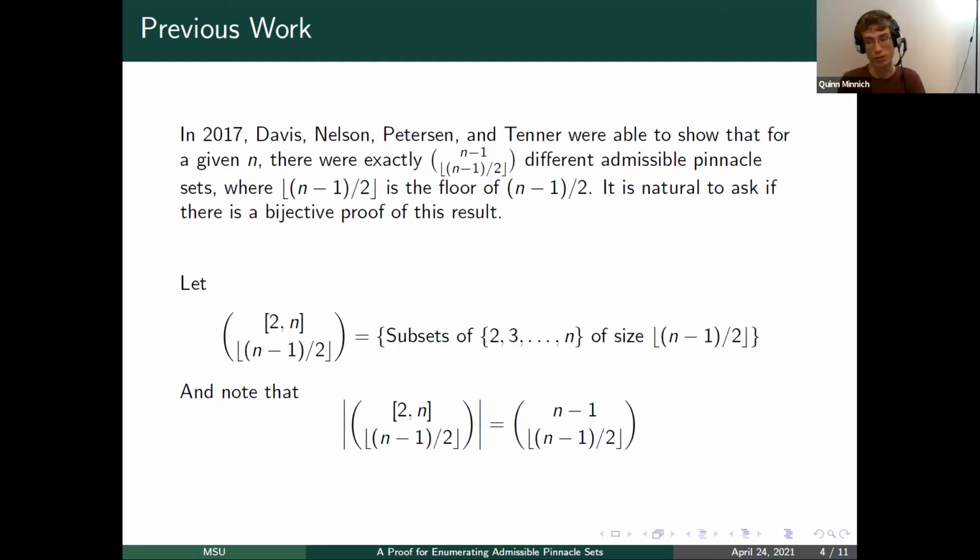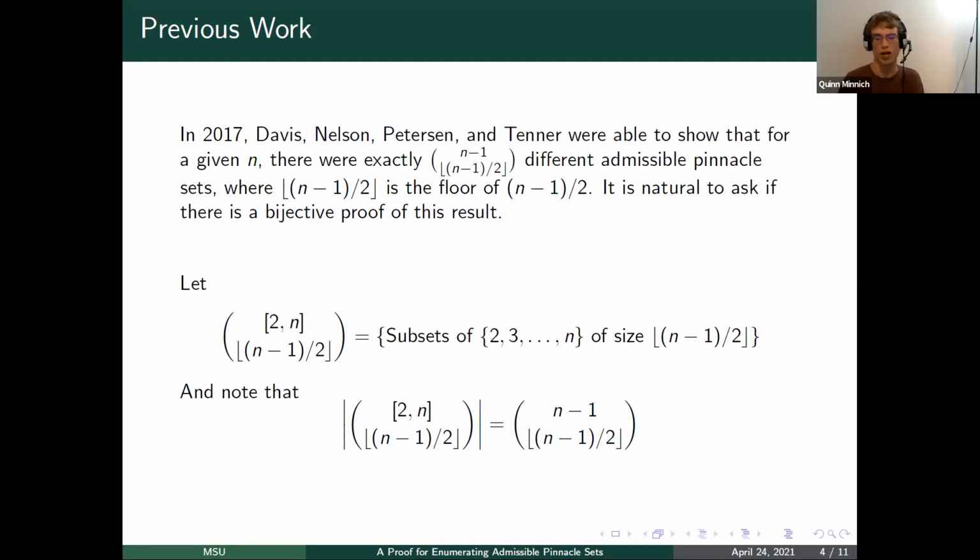I'm going to introduce this notation, or maybe you've seen it before, where I have brackets in the binomial coefficient. The brackets 2 to n mean all the integers from 2 to n, and we are specifically choosing subsets of those integers. So whenever you see this binomial notation with brackets 2 comma n, this is not a number. This is the set of all subsets of the integers 2 through n containing just about half of the elements. So in the brackets, it's a set of subsets. If there are no brackets, it's a number. And of course, since there are n minus 1 numbers from 2 to n, there are n minus 1 choose just about half possible subsets.